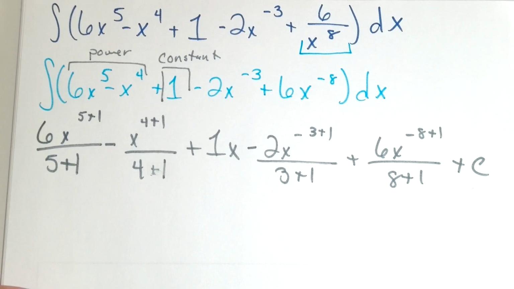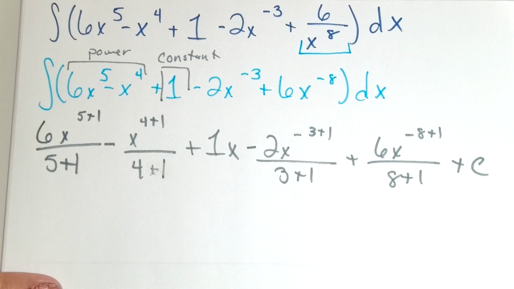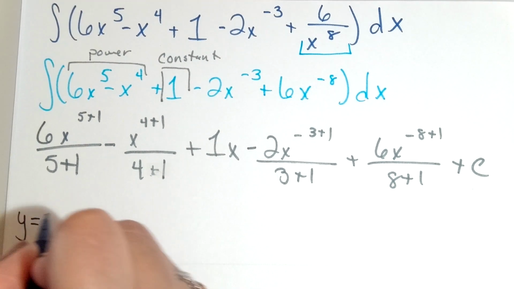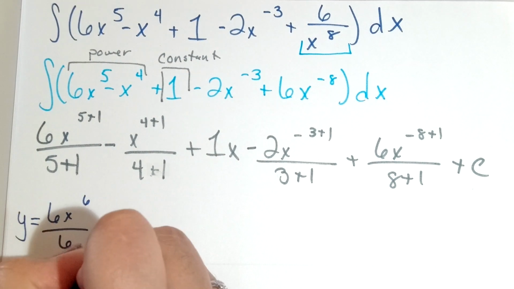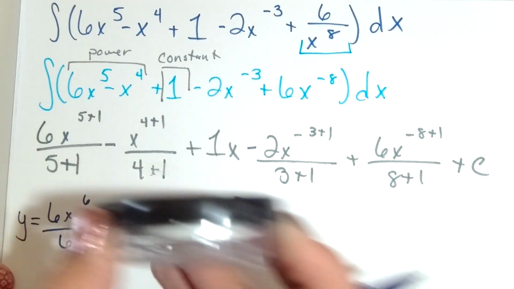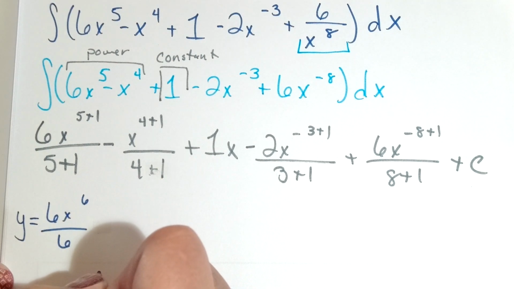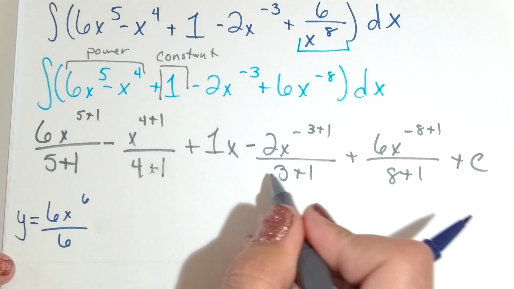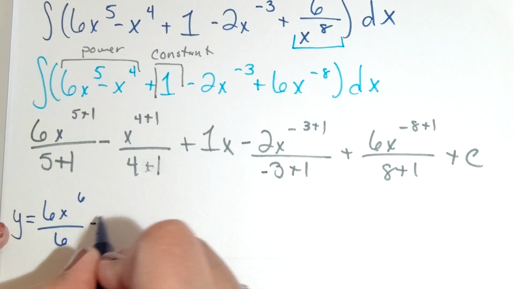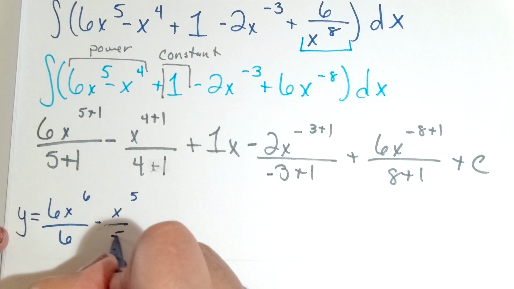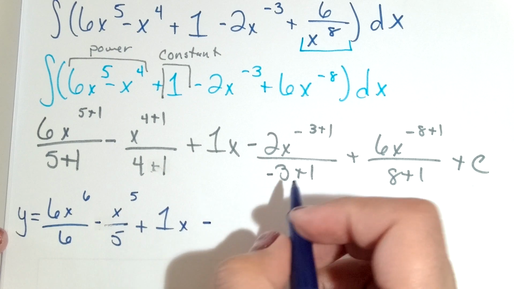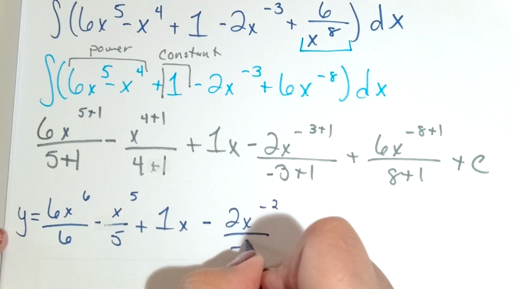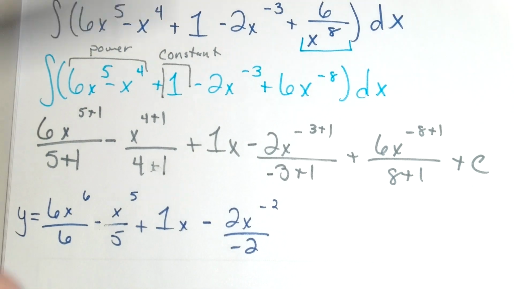Questions so far? And now I'm just going to simplify. Y equals 6x to the 6th over 6. Not plus, it should be minus. Where should it be negative 3? Oh, I see, right here? Yeah. X to the 5th over 5. 1x. Yeah. What's the 8 not negative? Missed it. Thank you.